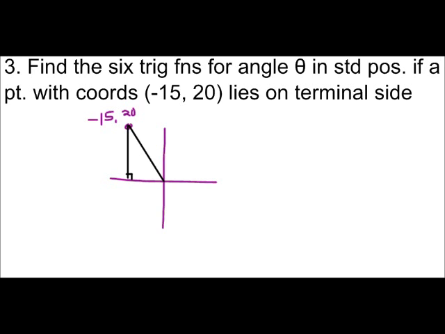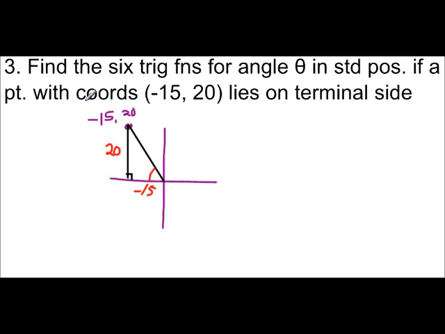My theta, the angle I'm working with, is always going to be the angle at the origin. So now I'm finding my functions for angle theta. I should find my side lengths. This side length here, well, this is the x value, so this side length is negative 15. Weird, but true. This side length, the y value, is positive 20.